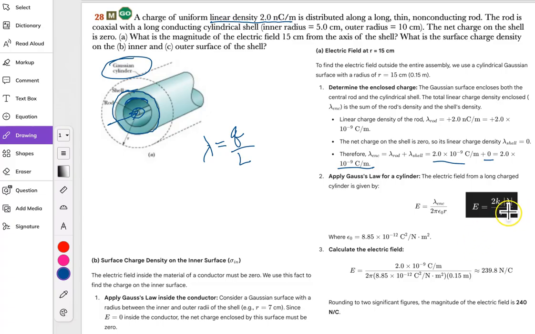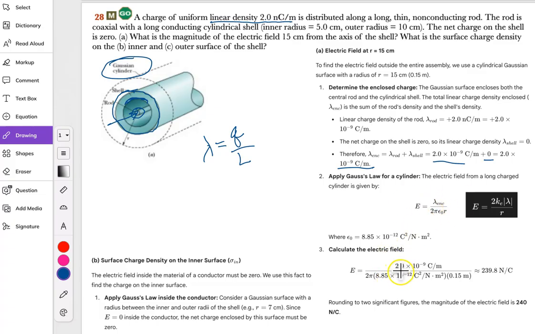And you can do it two ways. You can either say that E is equal to lambda enclosed over 2 pi epsilon naught times the radius, or you can use the fact that k is equal to 1 over 4 pi epsilon naught, and say E equals 2 times k_e times lambda over r. So either way you do it, it's fine. I think the book tends to do it with this first equation.